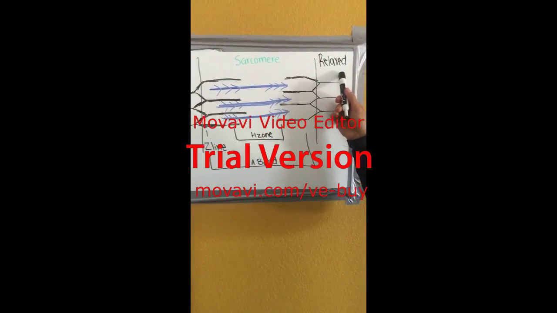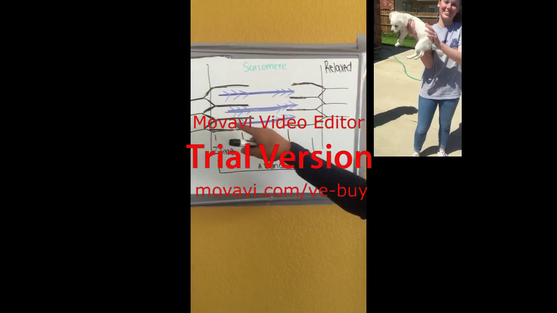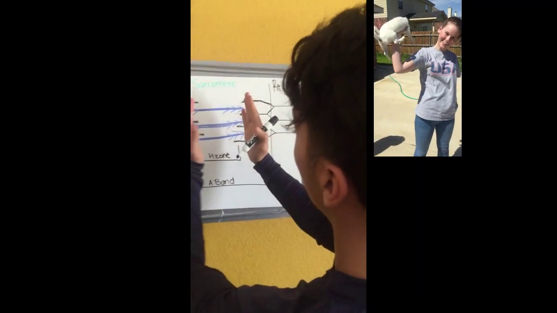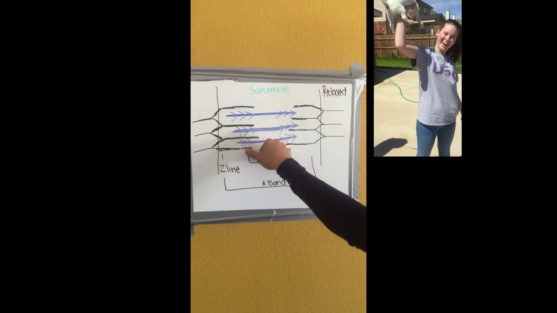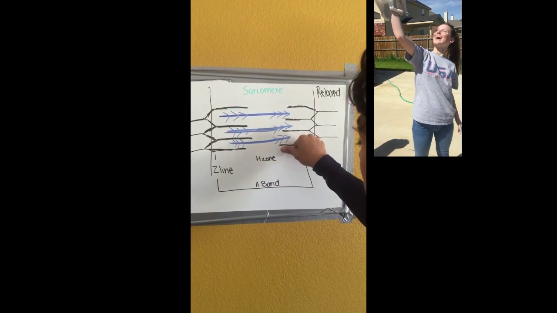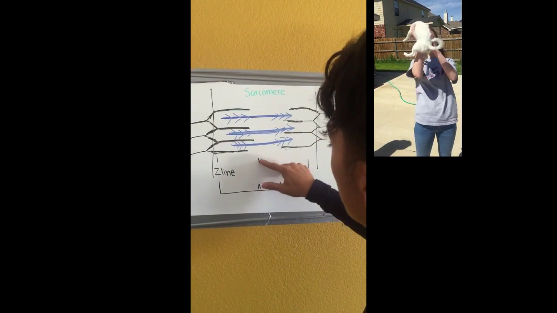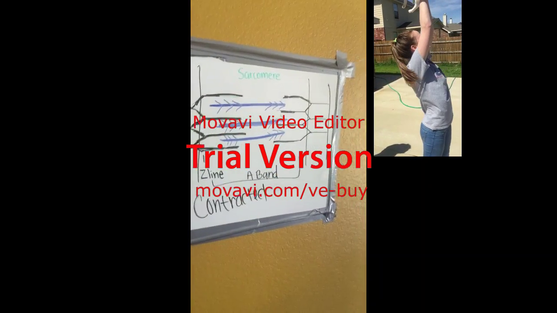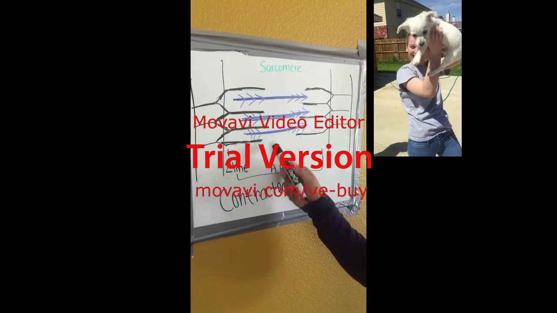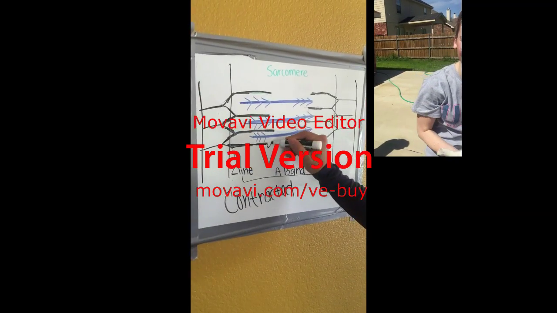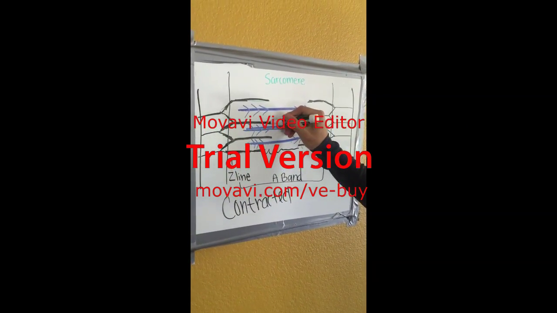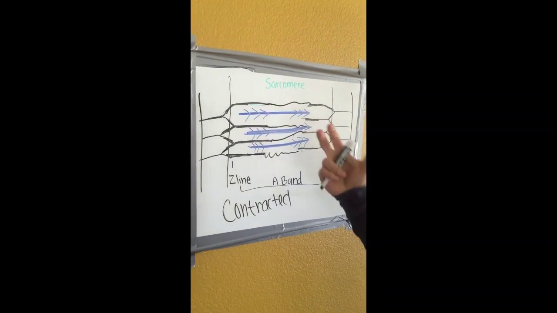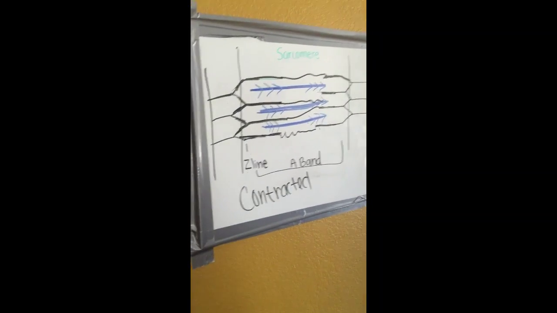It's relaxed. When it's contracted, the myosin heads pull together with the actin. So what happens is they pull together, and the H zone goes away. That gap isn't there anymore. That's when the muscle is contracted. Whenever they work together, they pull together, kind of like that, and the sarcomere shortens. And that's a contracted muscle.